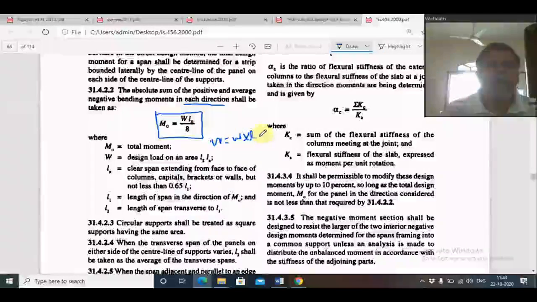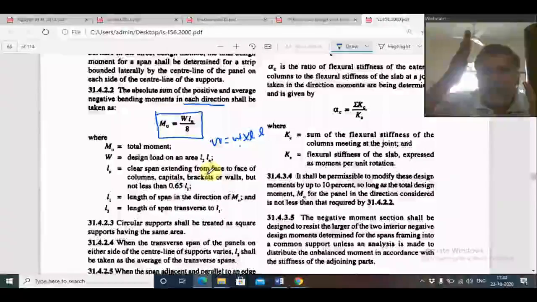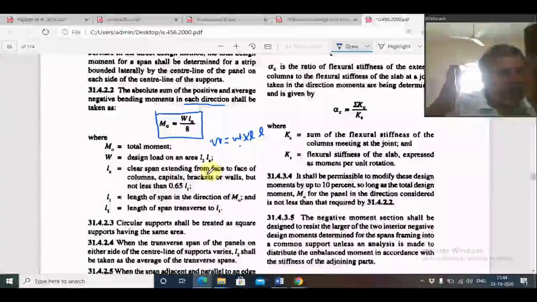Finally, if you multiply again by one more L here, you will get the formula like a simply supported beam, WL squared by 8. Where Ln is the clear span extending from face to face of the columns. We have two columns; from face to face of the column will give the Ln. If you provide a capital or column head for your columns, you have to measure from the face of the column head to the face of the column head.